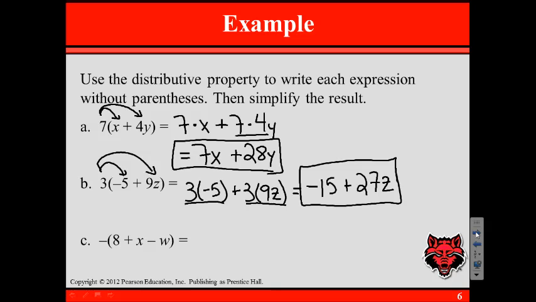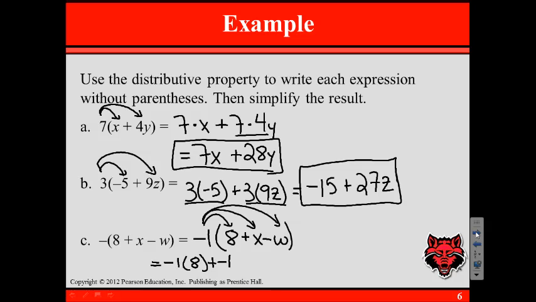Now in the last example, we have a negative sign outside of a set of parentheses. That negative sign can be rewritten as a negative 1, and that's what we're going to do first. Negative 1 times 8 plus x minus w. Now we distribute the negative 1 to all 3 pieces. That shows us where the negative 1 will be multiplied. So we start with negative 1 times 8 plus negative 1 times x plus negative 1 times negative w.